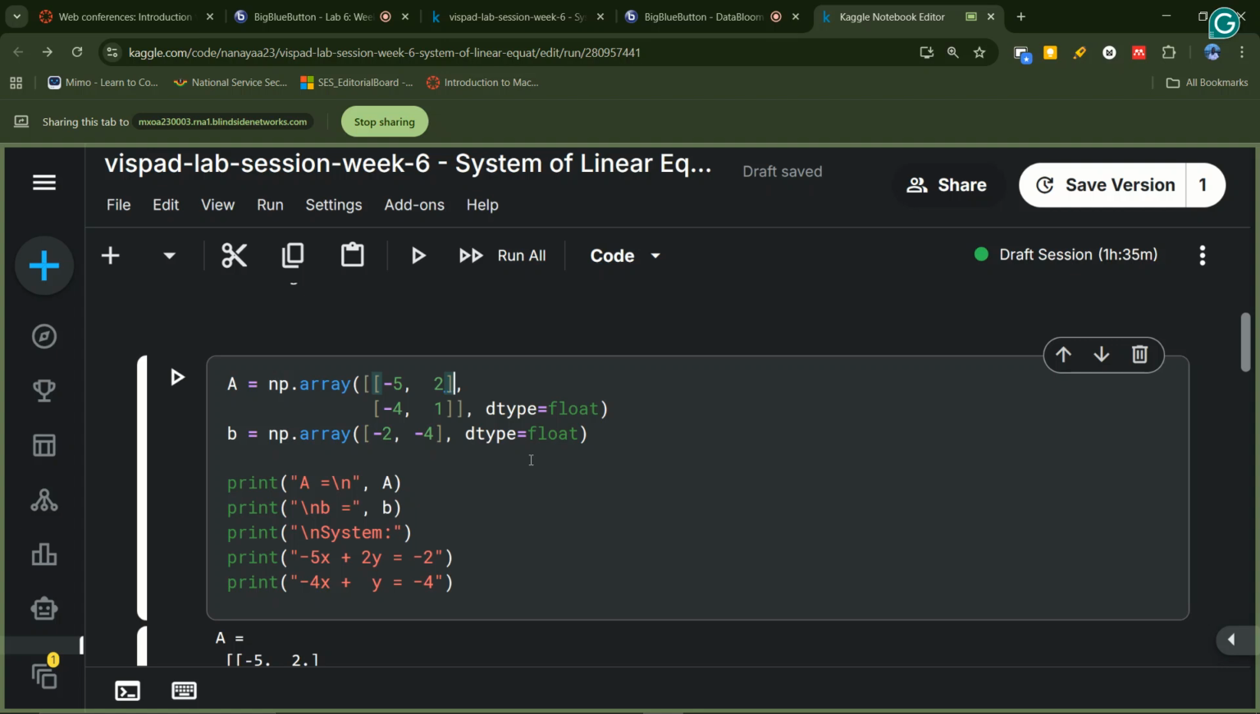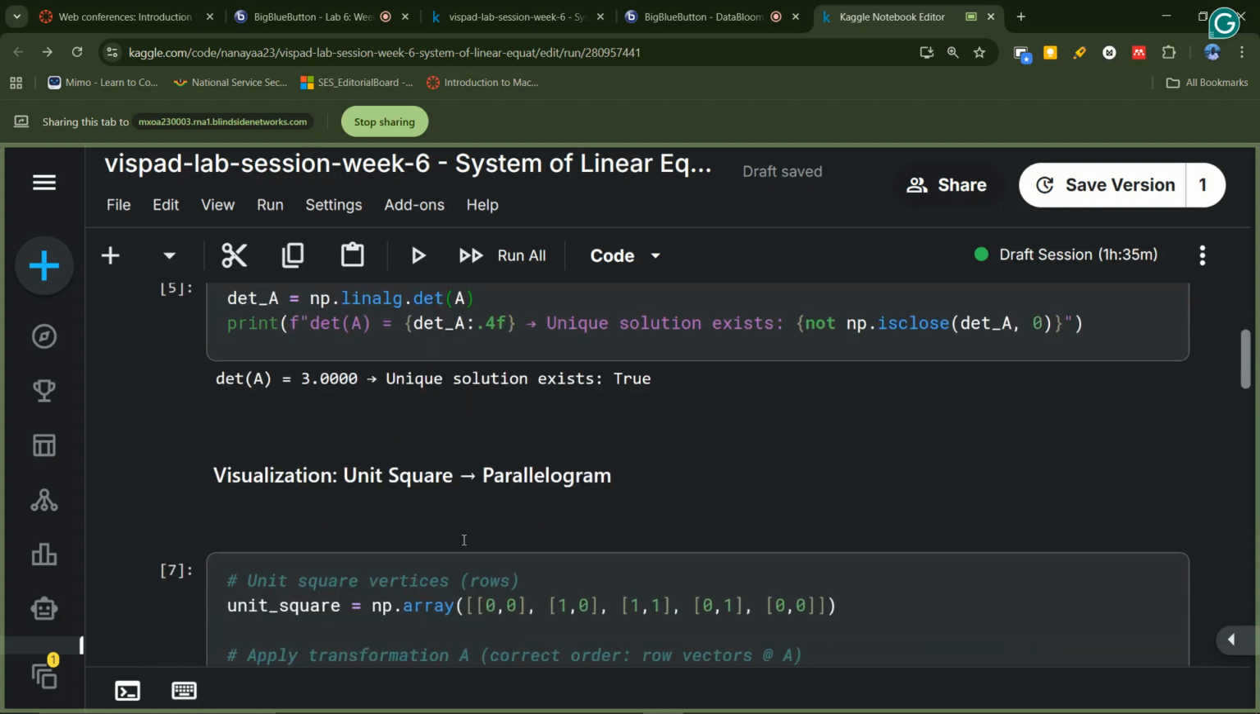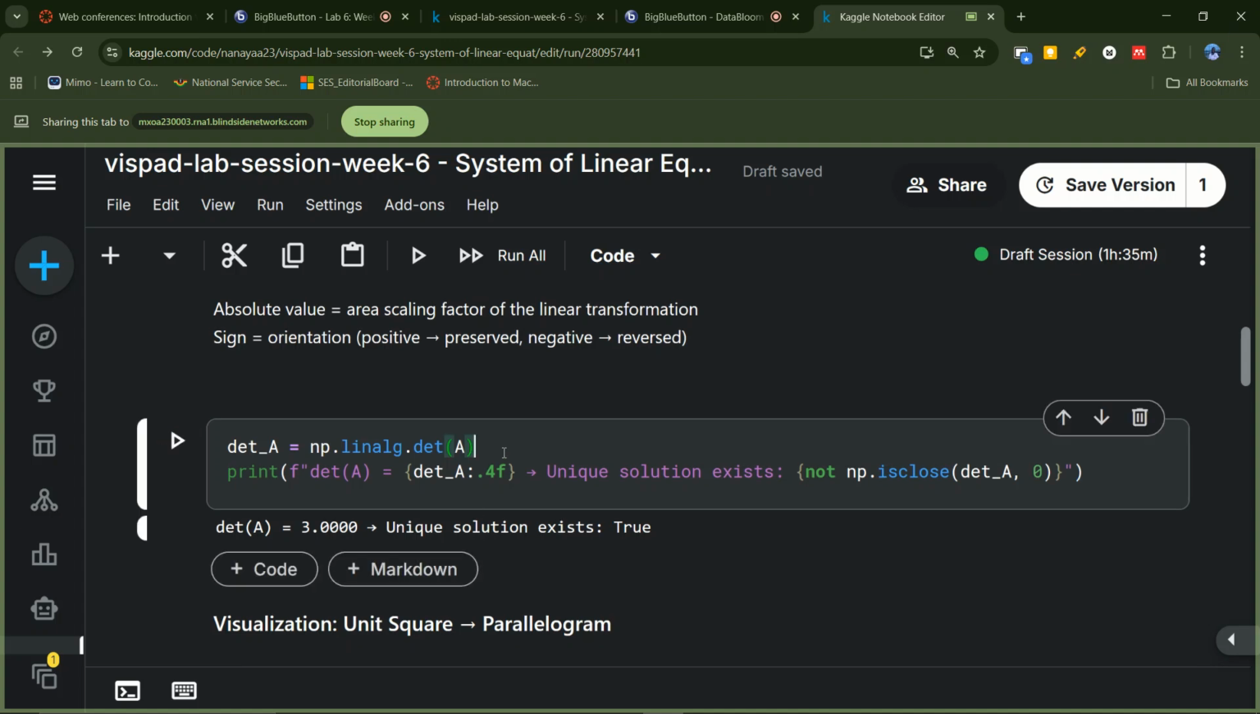You remember, right? Since we've already defined it here, we don't need to write it again. So if you just want to find the determinant of A, it is det_A, all this expression, then into brackets A, okay? Just to find the determinant using NumPy.